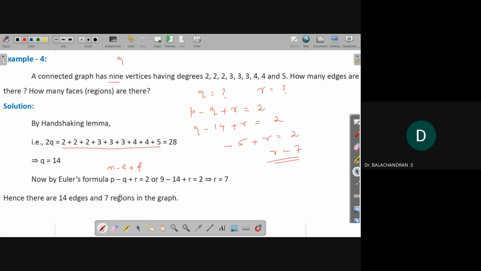So hence Q equal to 14, and they're asking R, the number of regions, which is 7. That's the problem, it is over.